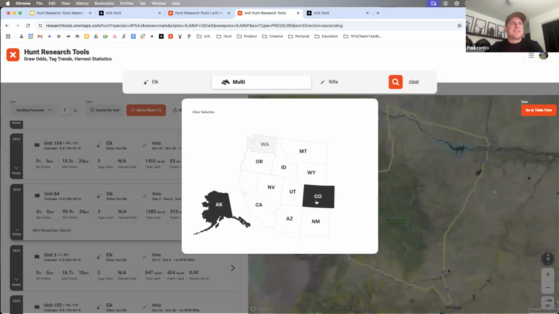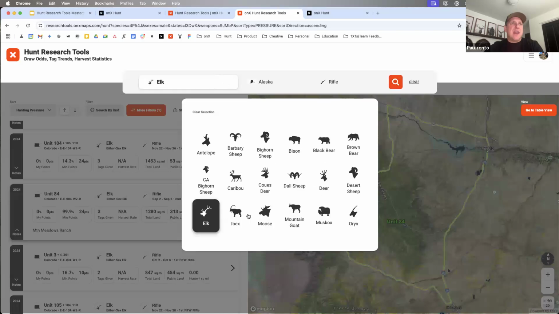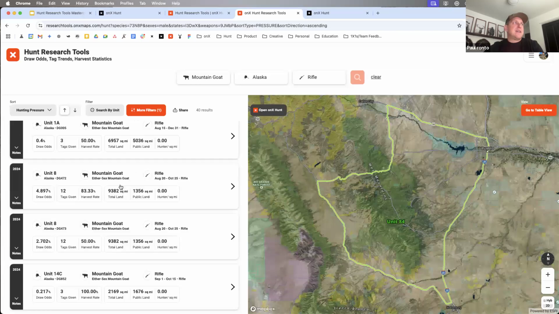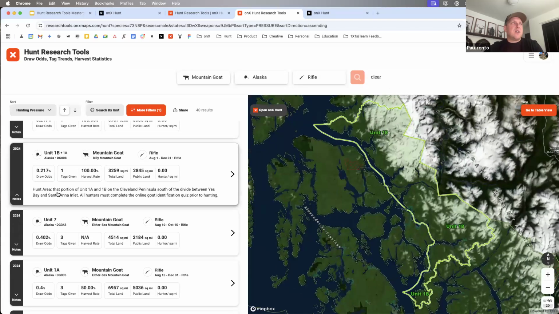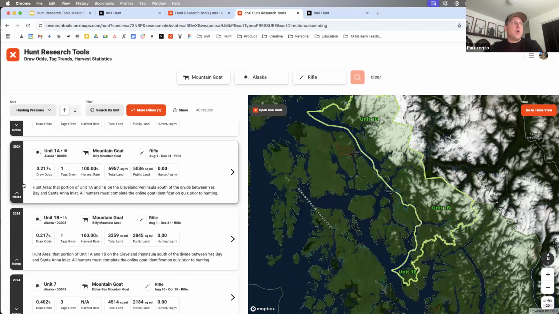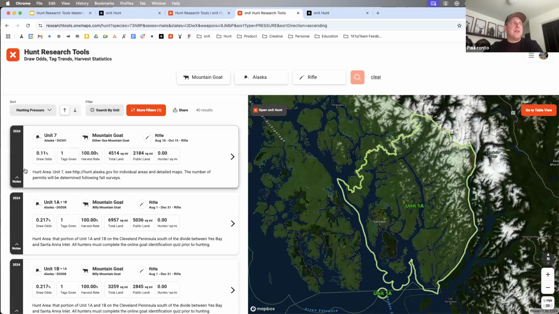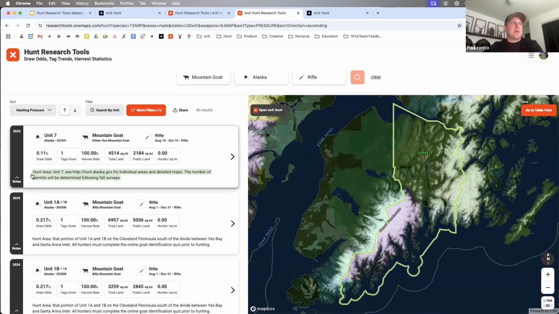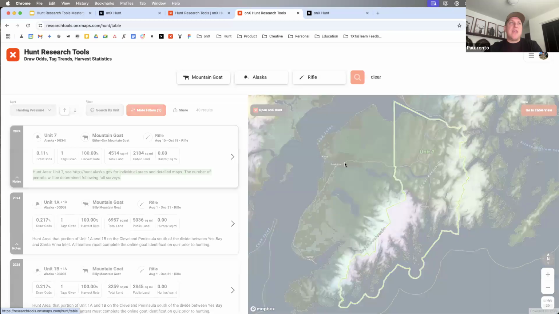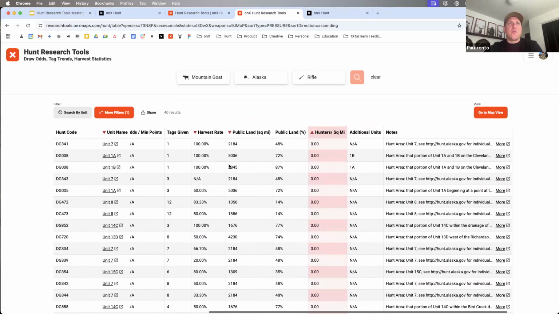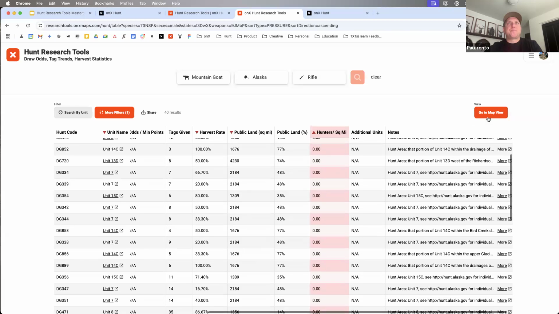If I change this to Alaska, Alaska's got a bunch of units that have a ton of notes. Let's say I want to hunt mountain goat in Alaska. You'll notice some of these notes are really long. Like this hunt area, you can only hunt a portion of this hunt area. So it's really important that you go and you read these notes that are in here. Because you might not be able to hunt the whole unit. And again, we have those notes in table view. If you go over here and scroll all the way over, you'll see notes here in that last column.